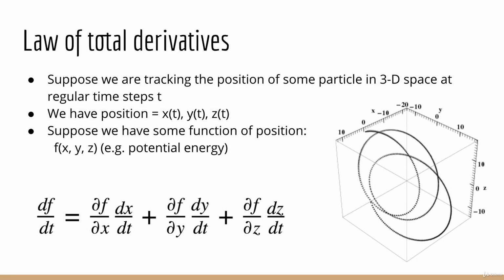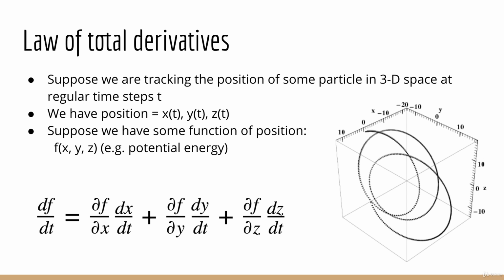The law of total derivatives is like this. Suppose we know the position of an object in a three-dimensional space with respect to time. So we have x of t, y of t, and z of t, which are some arbitrary functions. By the way, these variables, x, y, z, and t, for the purpose of this slide, have nothing to do with neural networks. You can think of them as the position of a planet moving in space.